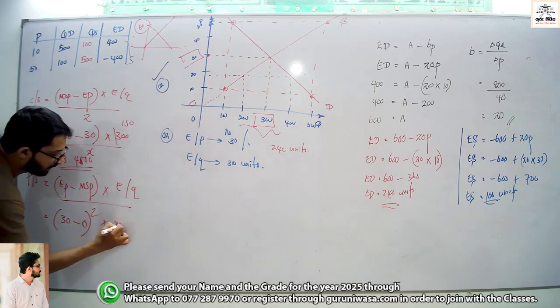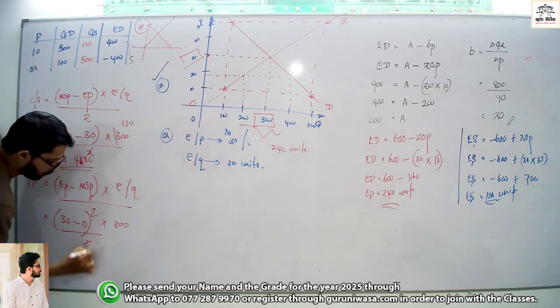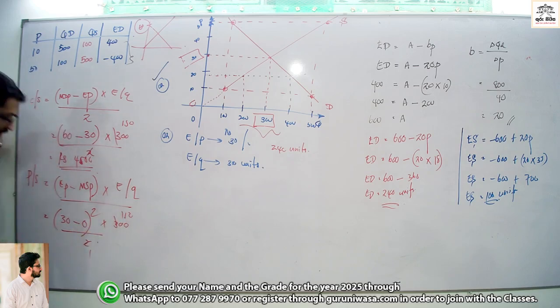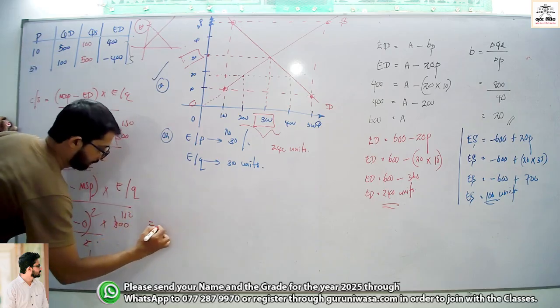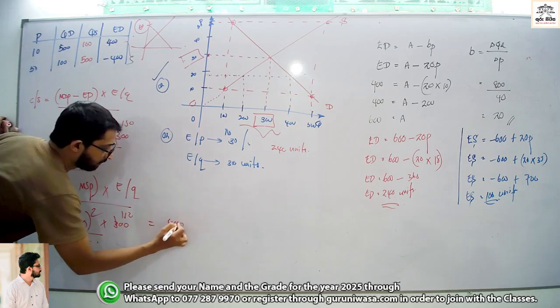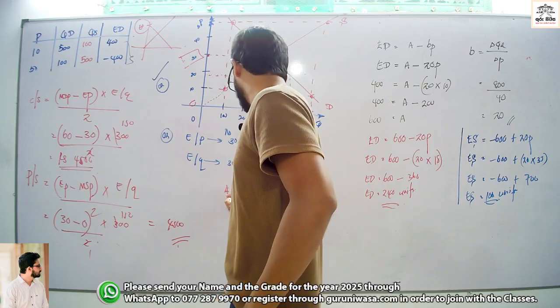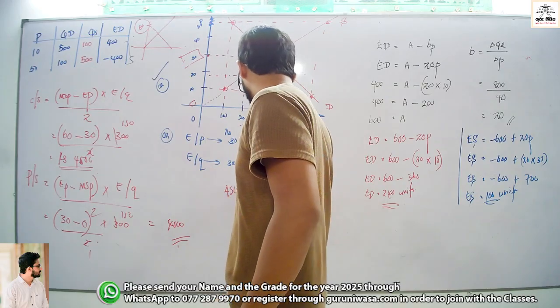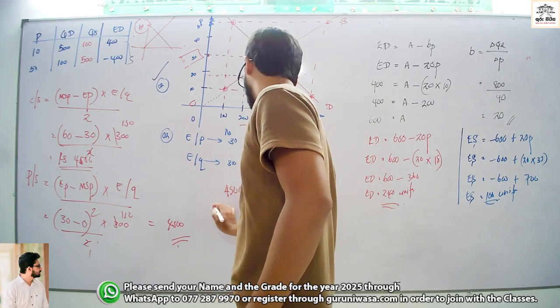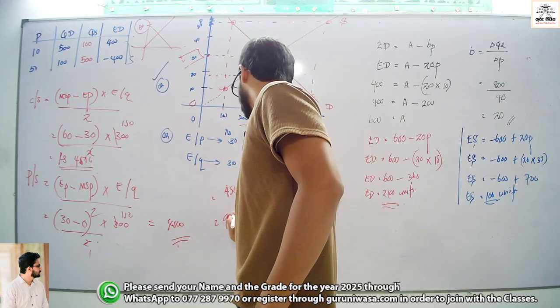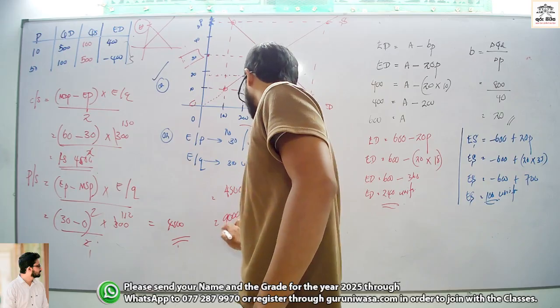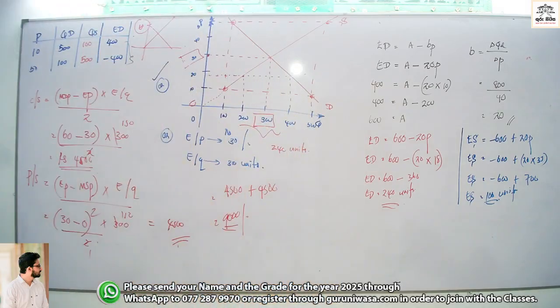Into equilibrium quantity 300 divided by 2, 150. 150 into 30, again it's 4500. Then economic surplus should be consumer surplus 4500 plus producer surplus also 4500. Economic surplus is 9,000 rupees.